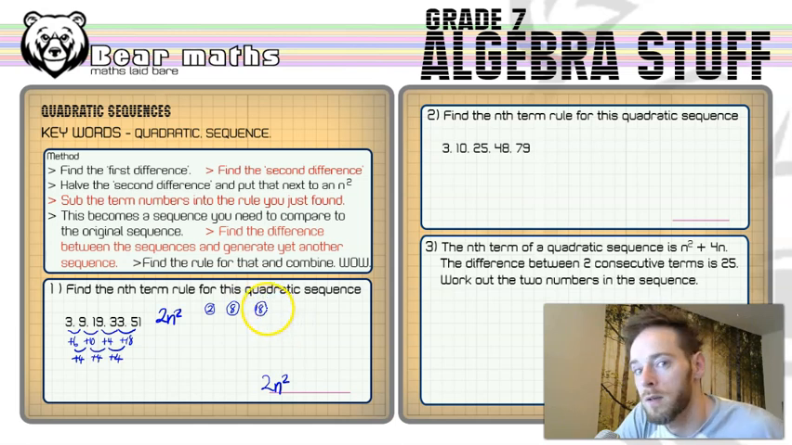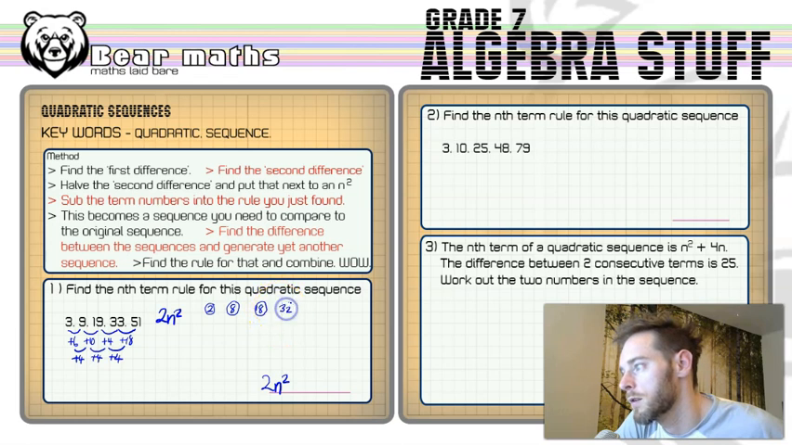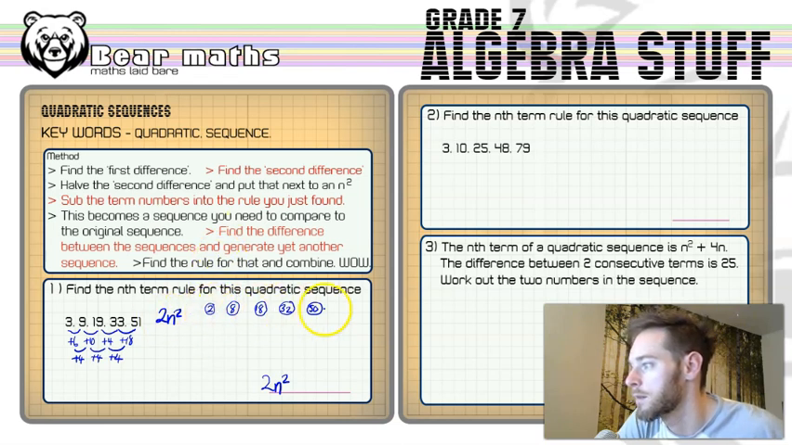Then we go 4 squared, which is 16, times it by 2 to get 32. And then 5 squared, which is 25, times by 2 is 50. So what we then do is we compare by finding the difference between the sequences. Compare this sequence that we found to the original sequence: 3, 9, 19, 33, and 51.